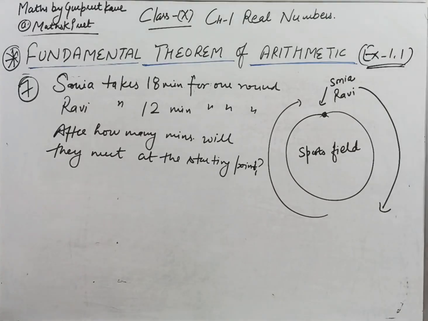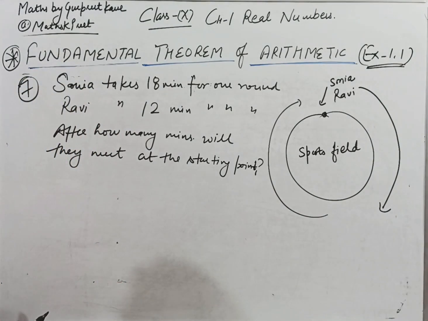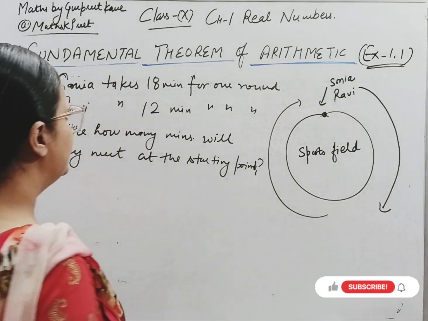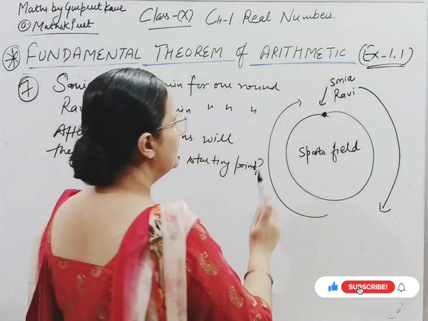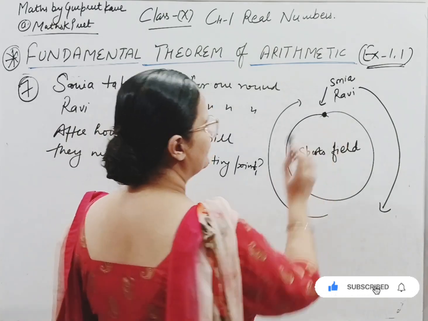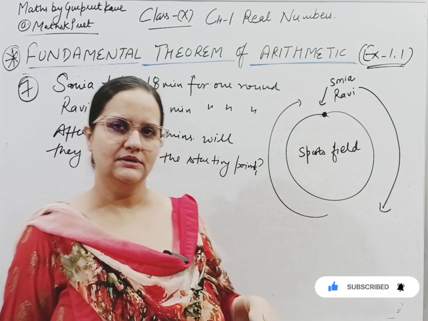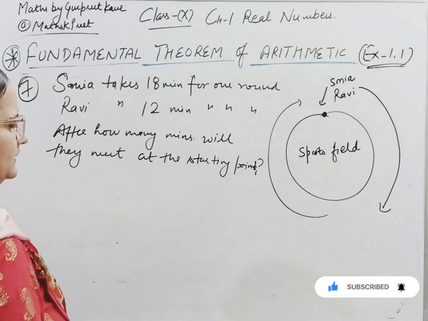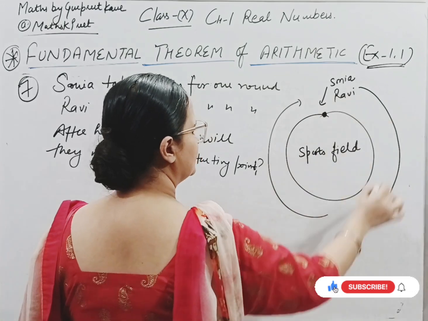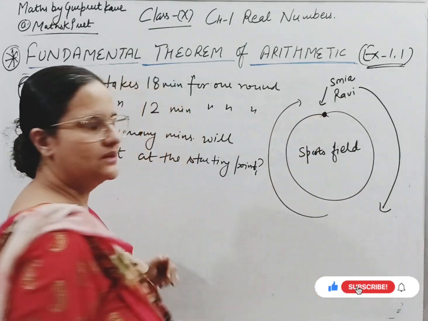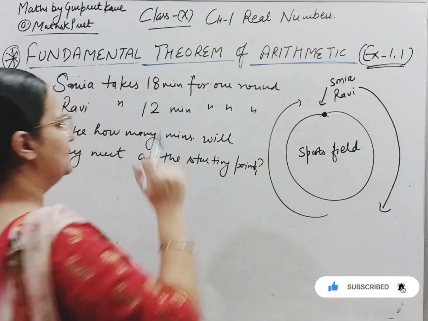It is saying that there is a circular sports field and two persons, Sonia and Ravi. Sonia takes 18 minutes for one round if she is starting from here, and if Ravi is starting from the same position, he takes 12 minutes to cover a single round of this circular field. So they are starting from the same position and going in the same direction, and to cover a single round they take 18 minutes and 12 minutes.